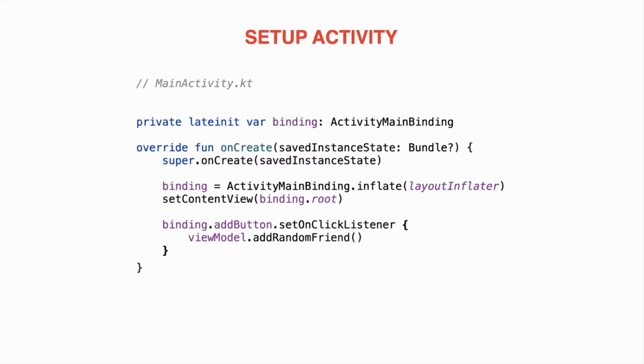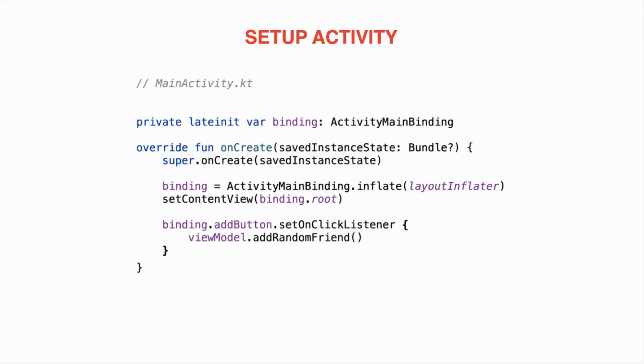So how to work with view binding in activities? Well, you just have to instantiate it with the inflate method in onCreate and pass the layout inflater. And this is a really important part. You have to set the content view to the binding root view. If you by accident keep your layout ID, it will not work.